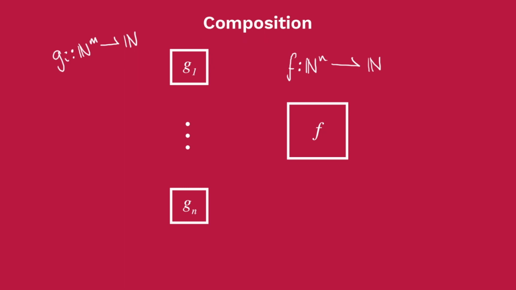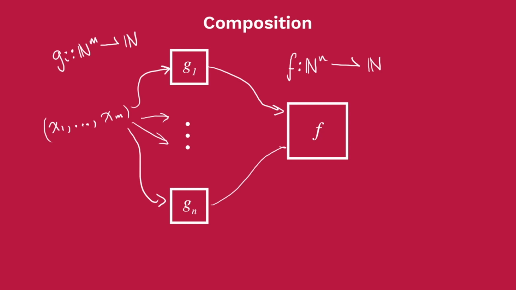the whole premise of composition is we're going to give a single input of size m, so we're going to have x1 up to xm, right? And we're going to send that same input to all of our g's, and they're each going to send an output to f. And because we have n g's, then we have n inputs to f, and that's all we need. So f can now give us an output. And that's the whole premise of composition.